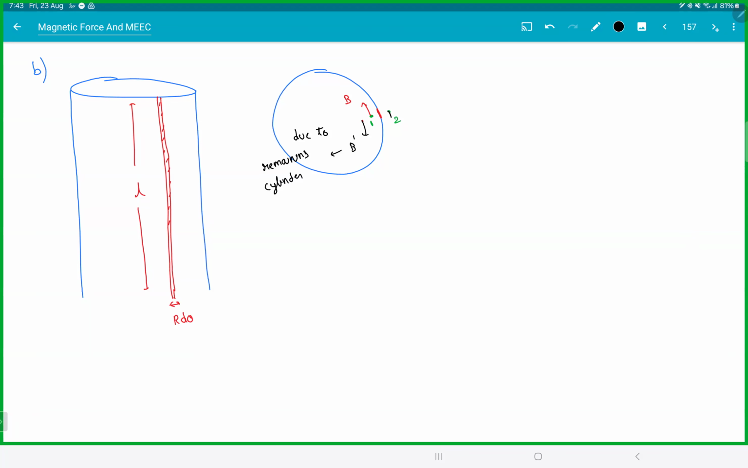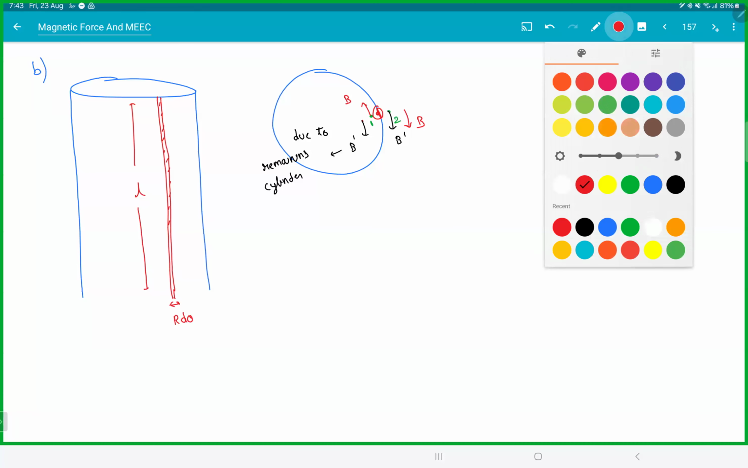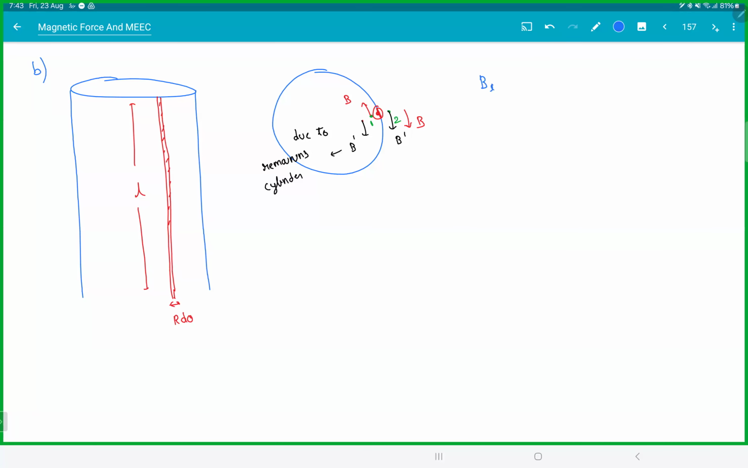So B dash will be in the same direction for both of them. So this is like a wire, right? So direction will be reverse. So this is like a wire coming out here. So the field is going in circle. So here B will be this way. So inside, this B is only due to the thin wire. Both will subtract. So B minus B dash, and that is 0.